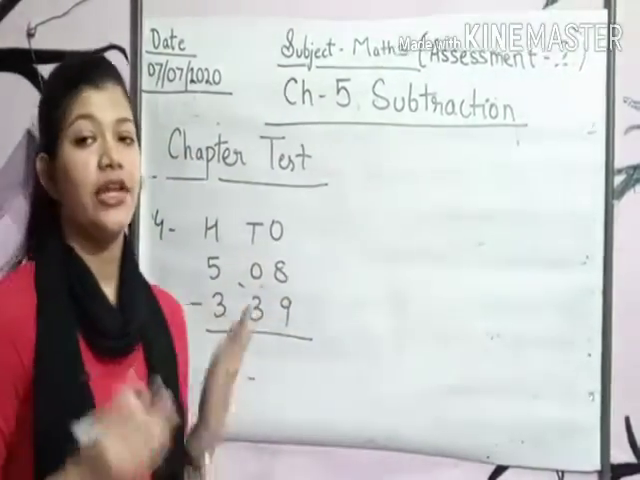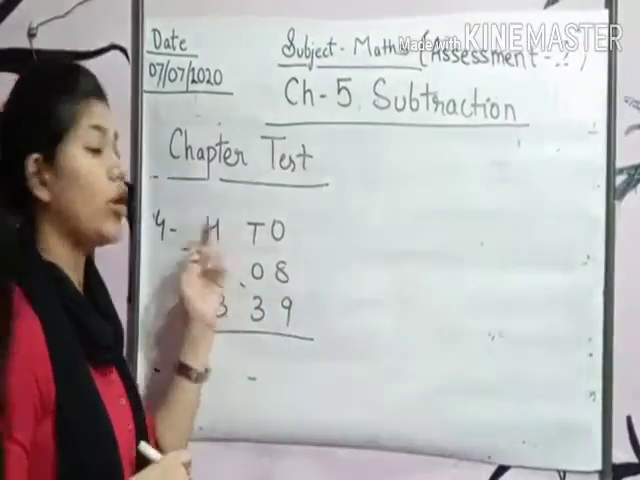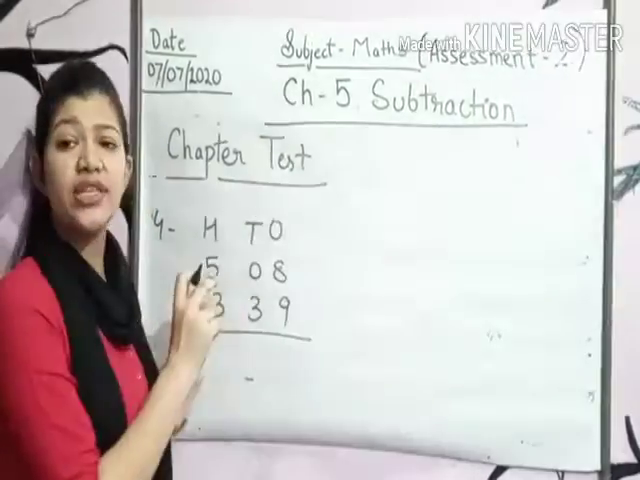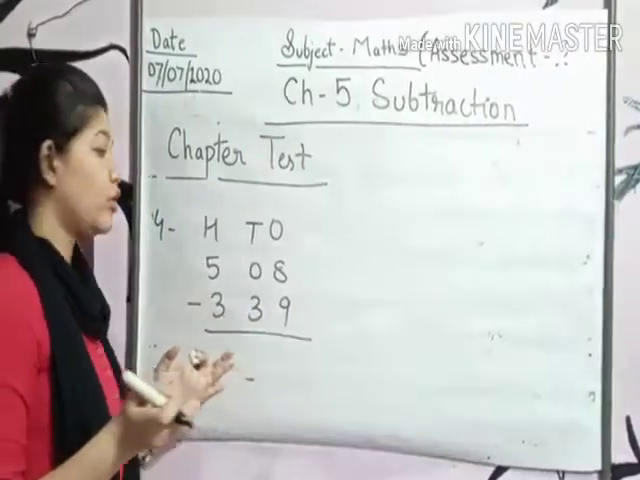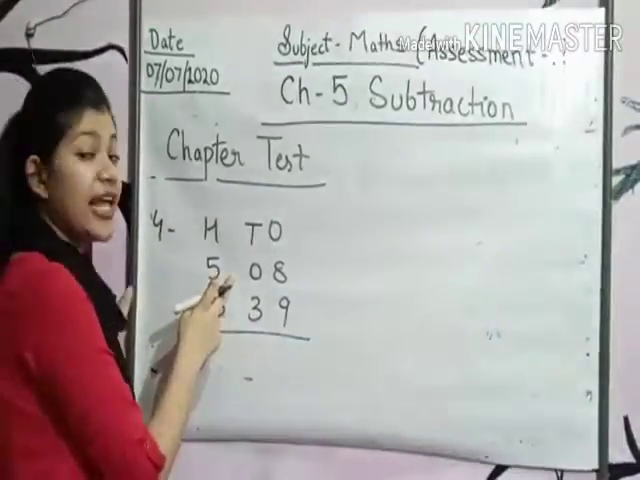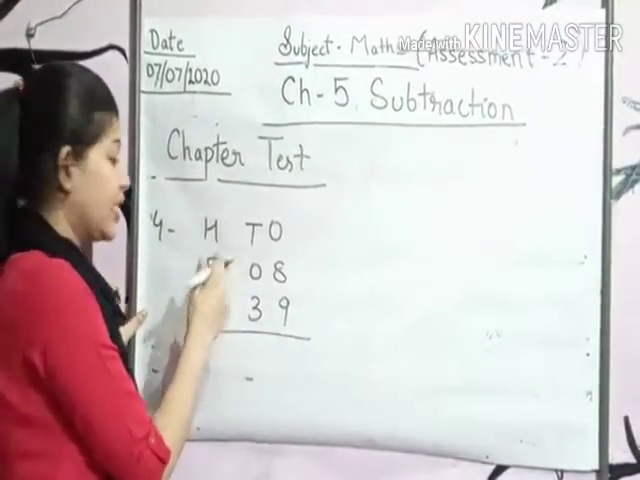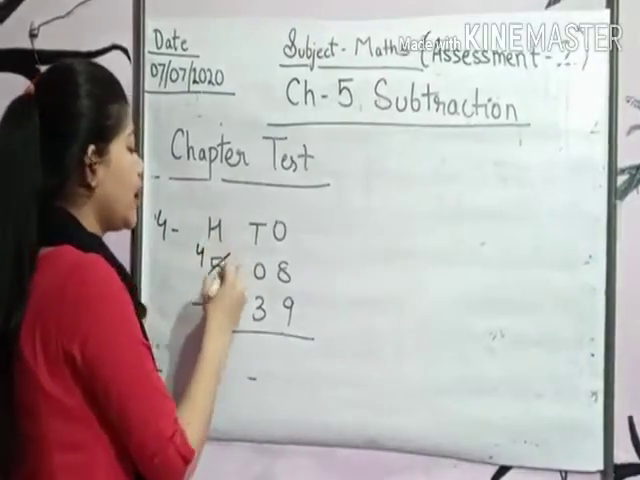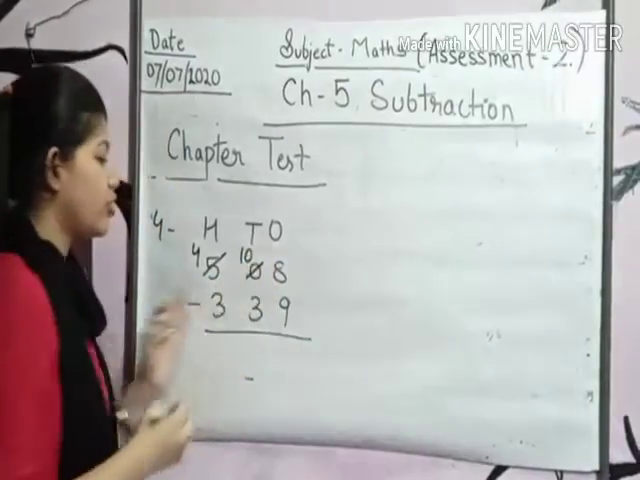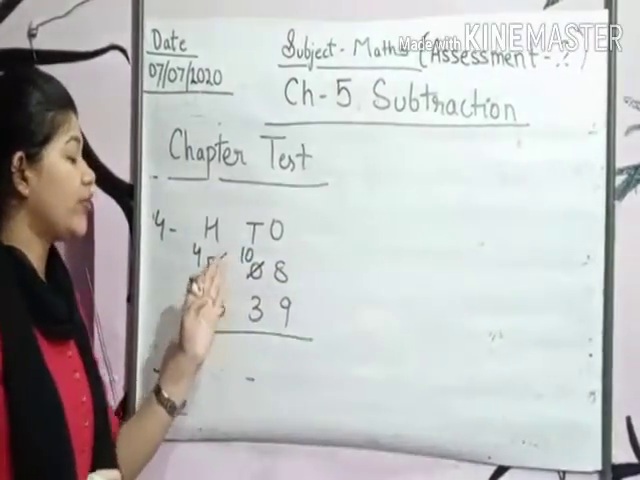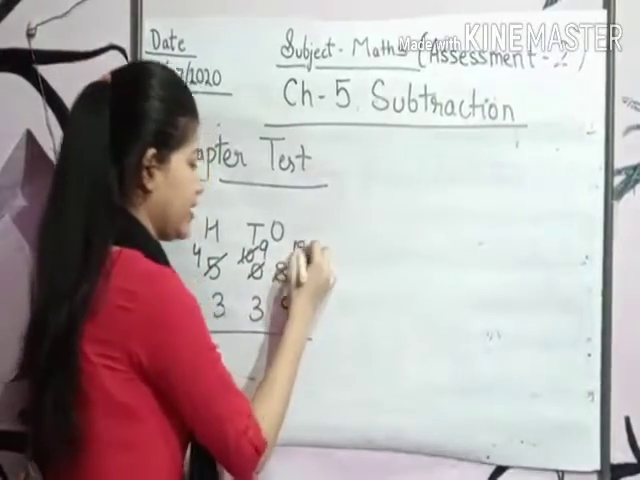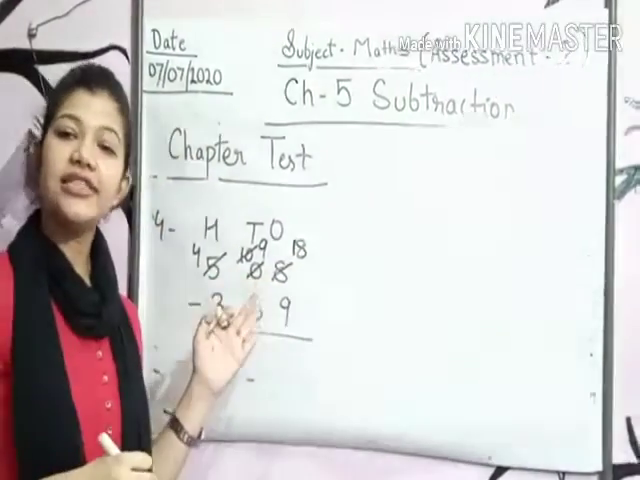8 minus 9. We cannot subtract 9 from 8. So we will knock the tens door. So now tens has 0 digit. Again we cannot take borrow. So what we will do? We will come to hundreds column. Now we can take borrow from 5. Yes. So 5 will become 4 and 0 will become 10. And now we will take borrow from 10. And 8 will become 18. Okay. Now we can easily subtract.